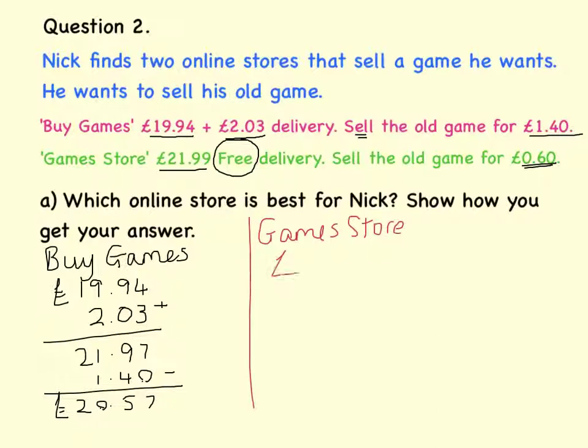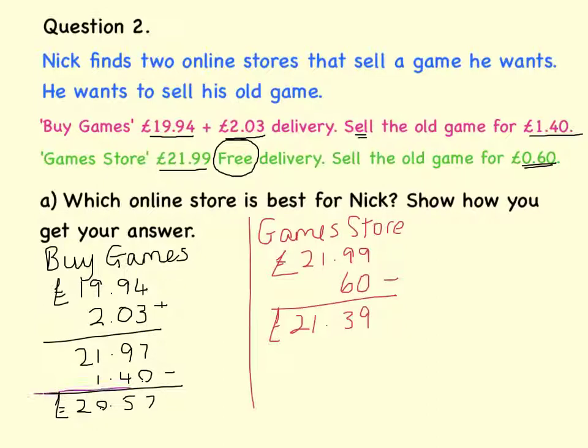They are charging £21.99. Free delivery, so we don't add anything on there. But he's going to be able to sell his old game for 60p, so we'll take away 60 from that, and we're going to be left with £21.39. So we've 2 prices to compare.